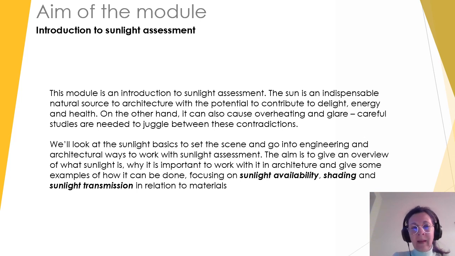In this module, we'll look at sunlight basics to set the scene and go into engineering and architectural ways to work with sunlight assessment. The aim is to give an overview of what sunlight is, why it is important to work with it in architecture, and give some examples of how it can be done, focusing on sunlight availability, shading, and sunlight transmission in relation to materials.